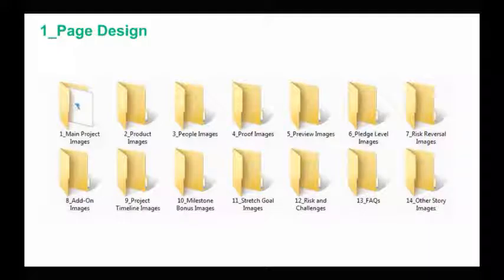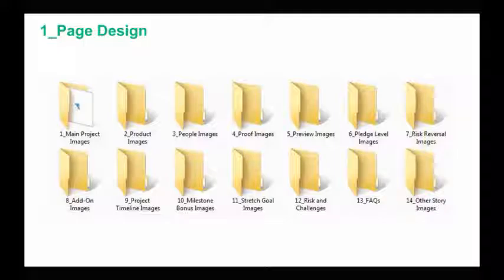Eight would be add-on images. So an add-on menu is sort of like if a backer wants to add two extra books or an extra t-shirt, having a menu sort of like the McDonald's dollar menu and visualizing that on your page can be helpful.